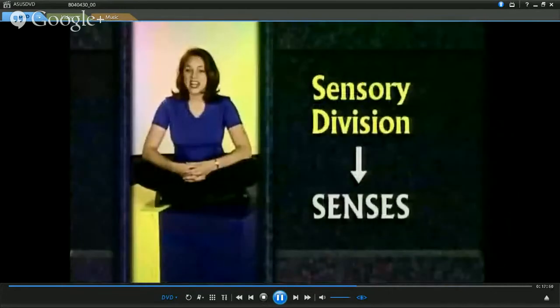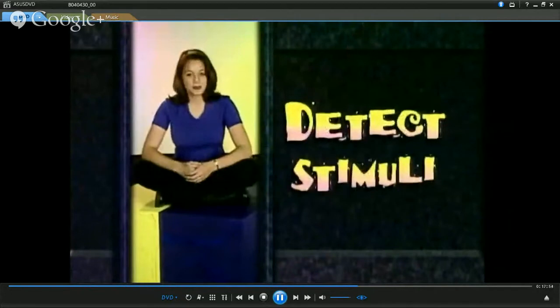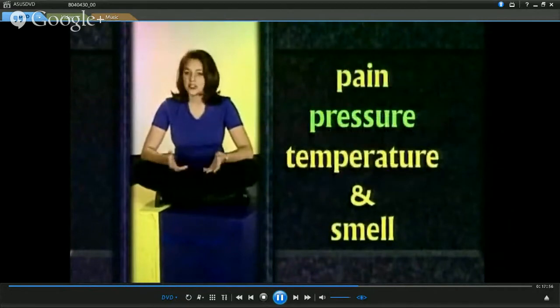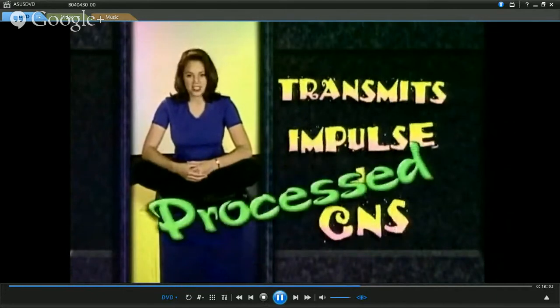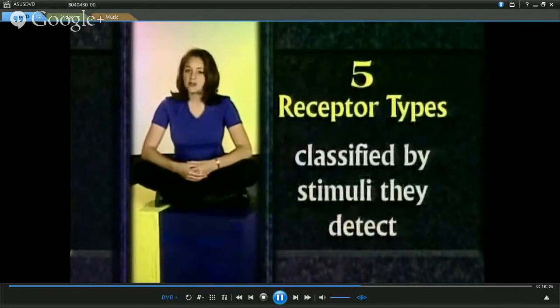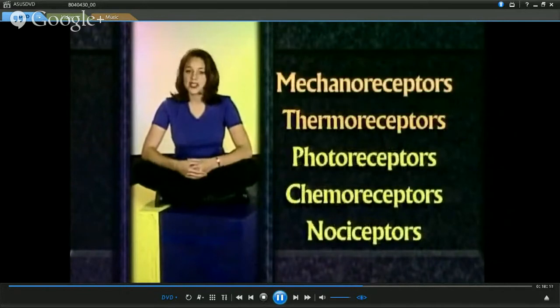The sensory division has to do with your senses. That's how it got its name. Its job is to detect stimuli. You know, stuff like pain and pressure, temperature, and smell. After it does this, it transmits an impulse to the CNS, where the impulse is processed. The division contains 5 receptor types, which are classified by the type of stimuli they detect. These receptors are the mechanoreceptors, the thermoreceptors, the photoreceptors, the chemoreceptors, and the nociceptors.